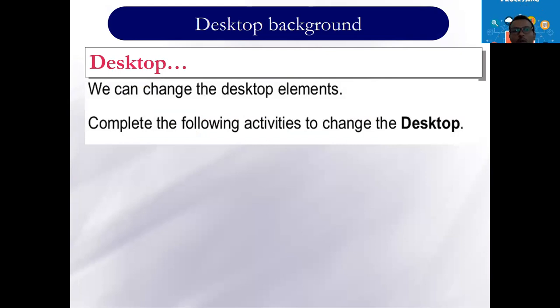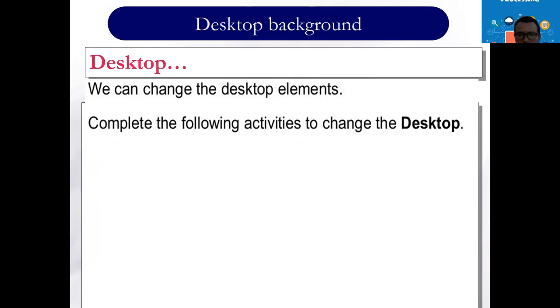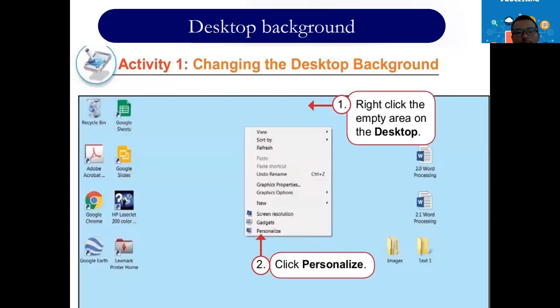So we can change the desktop elements. For example, complete the following activity: change the desktop background. We can change the desktop background using different mechanisms. This is an activity that must be performed in the lab sessions, in the face-to-face class. To change the desktop background, first right click on the desktop. After the right click, we see Personalize.